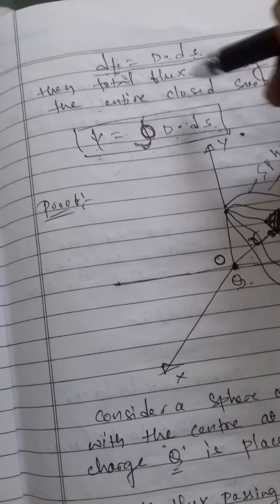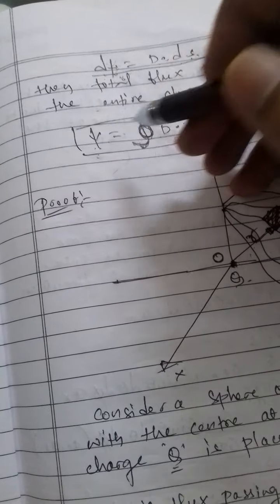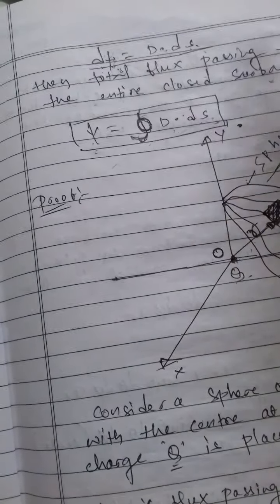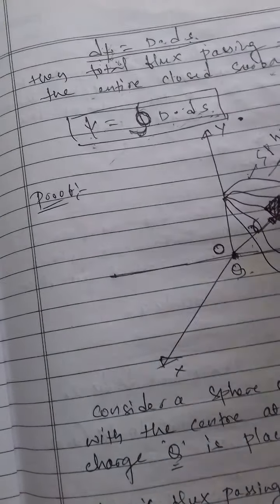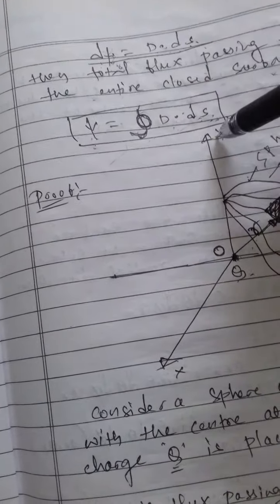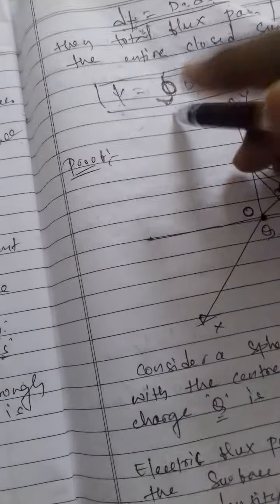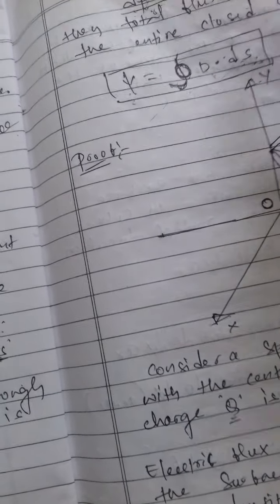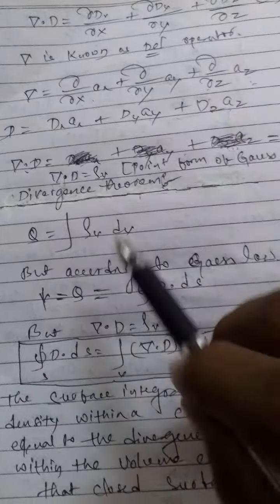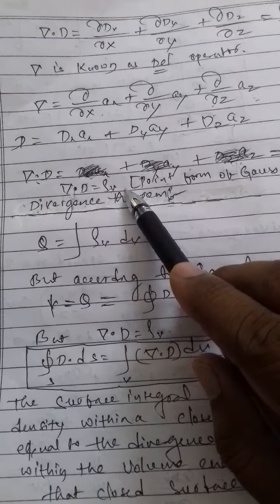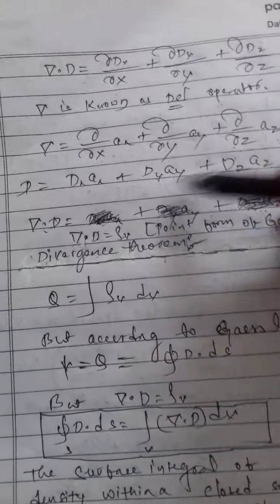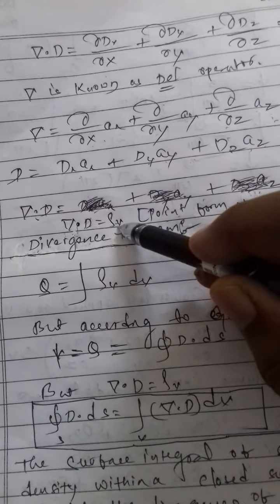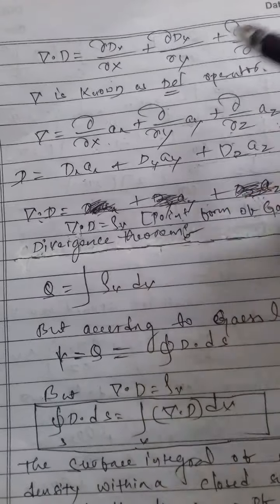It is the integral form of the Gauss law. Here psi, or Q, is equal to the closed integral D dot dS, because electric flux is also equal to the charge enclosed. So this one is the integral form of the Gauss law, and this one is the point form of the Gauss law. Del dot D is equal to the volume charge density, and when charge is enclosed by a volume, then we shall apply this equation.